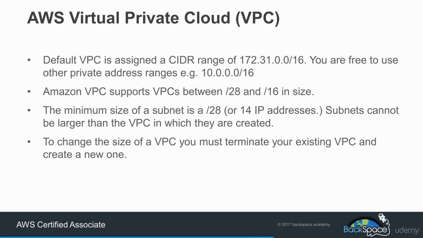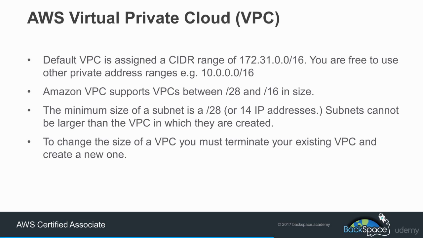There is a default VPC that comes with every account, provided it's a reasonably new account. And so that default VPC has a CIDR range of 172.31.0.0/16. But you are free to use other private address ranges. So if you create your own VPC, you can create it with 10.0.0.0/16 if you would like. So you're free to define your own private address range.